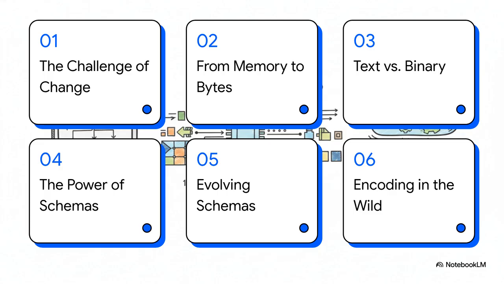So here's our game plan. First, we'll tackle the core challenge that change throws at us. Then we'll get into the nitty-gritty of how data is represented, going from memory to raw bytes. We'll pit text encodings against binary ones, unlock the power of schemas, see how to evolve those schemas without breaking everything, and finally, look at where this all matters in the real world.